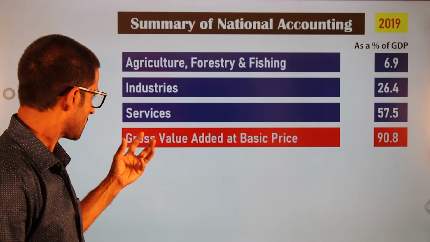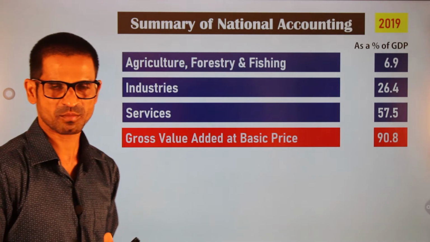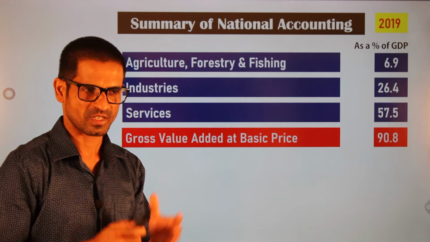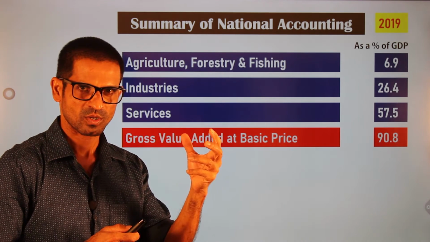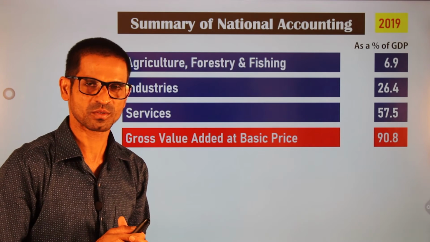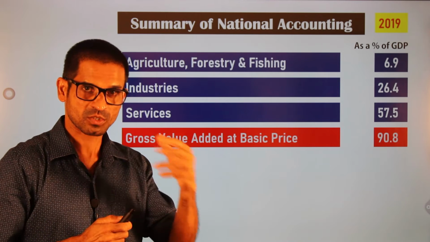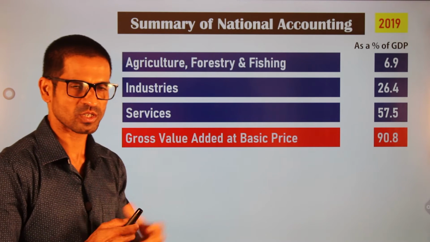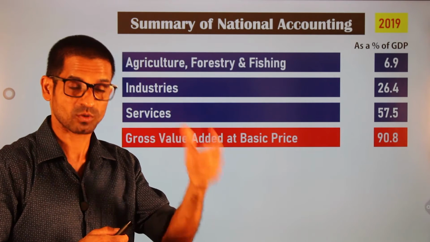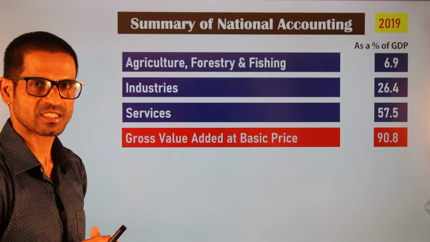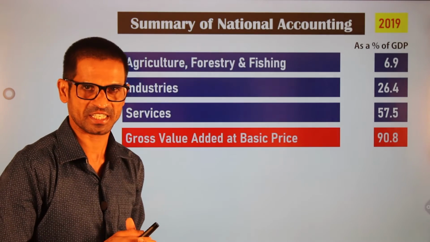Then, this is basic price. Why do you call it basic price? Because it represents the entire amount of value or the money received by the producers for their value added, excluding taxes on goods and services, without including net taxes on goods and services. That means indirect taxes are not added here yet.